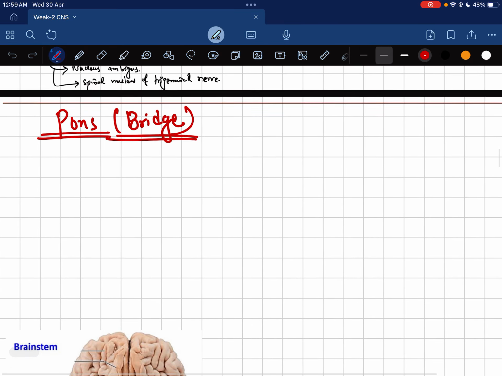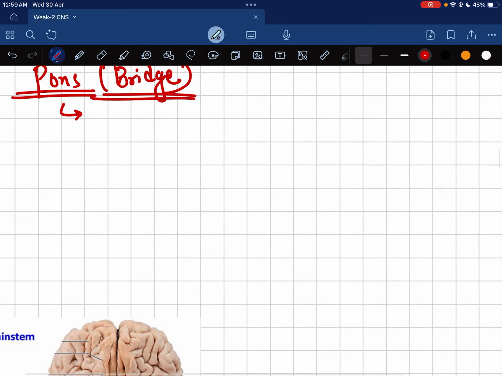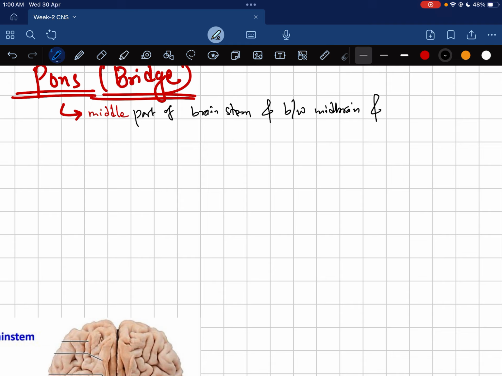Now we are moving on to the pons. Regarding the pons, it is the middle part of the brainstem, and it is situated between the midbrain and medulla.